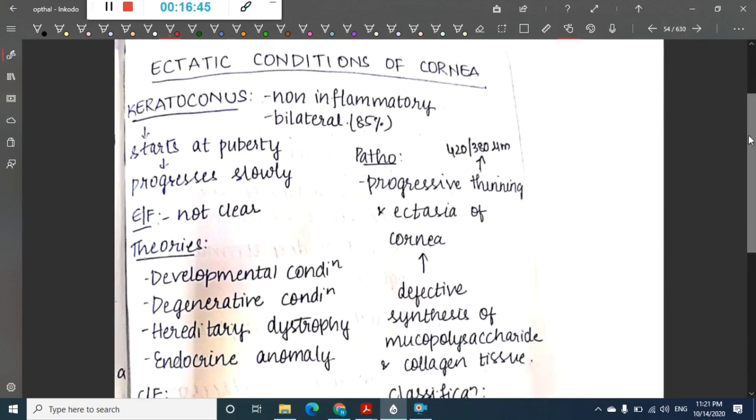Then once we have learnt about the normal general features, now let us learn about the clinical conditions of the cornea. So the first clinical condition is ectatic conditions of the cornea.